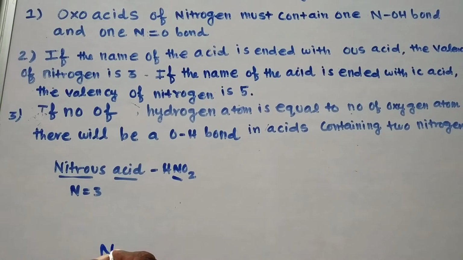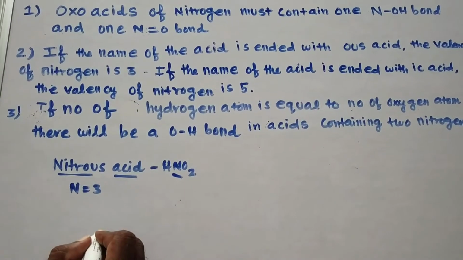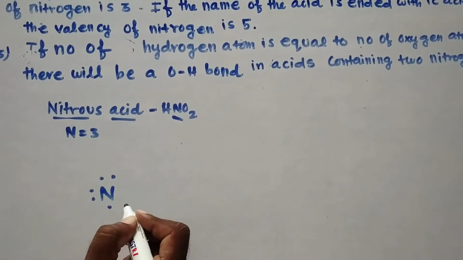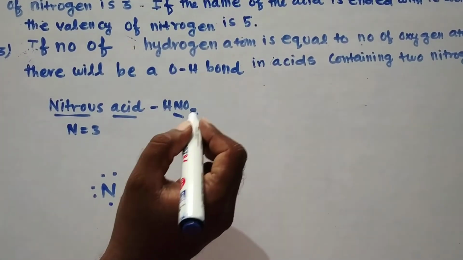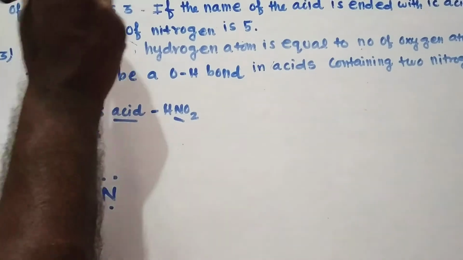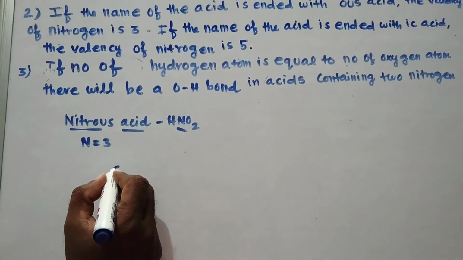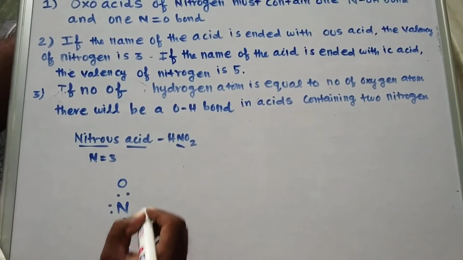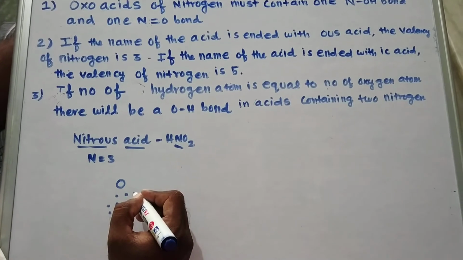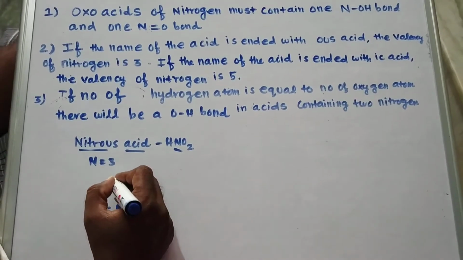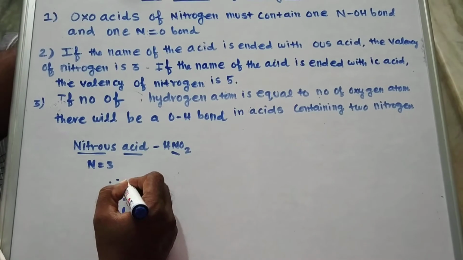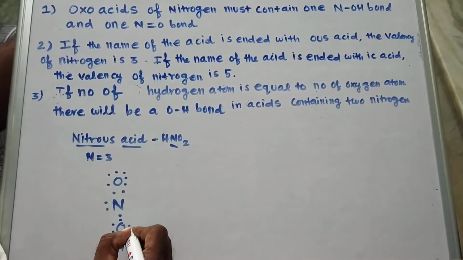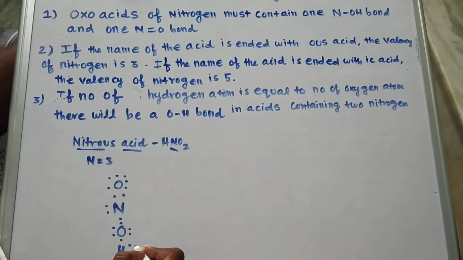First of all, draw the single atom nitrogen. The valence electrons of nitrogen is equal to 5: 1, 2, 3, 4, 5. Then there will be an N-OH bond and one N double bond O bond. There is an oxygen, there is an oxygen and there is a hydrogen. For oxygen, the valence electrons is equal to 6: 1, 2, 3, 4, 5, 6. For hydrogen it is equal to 1.